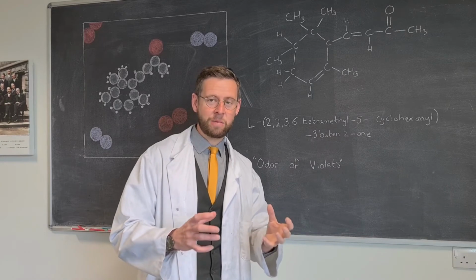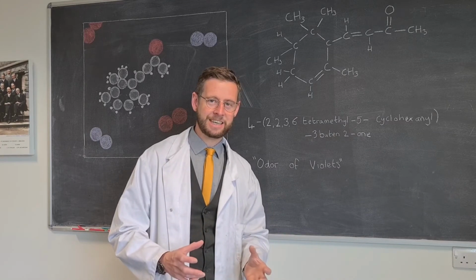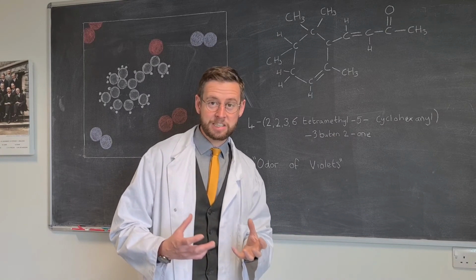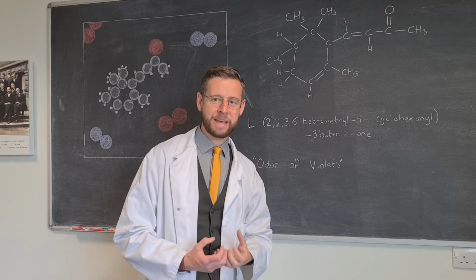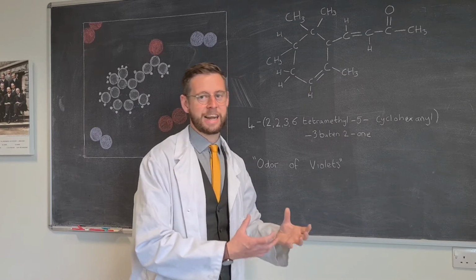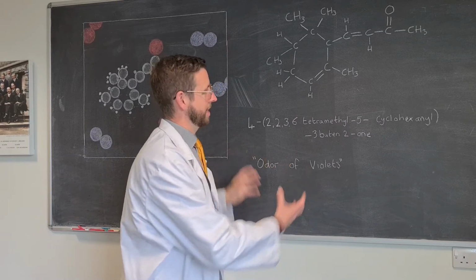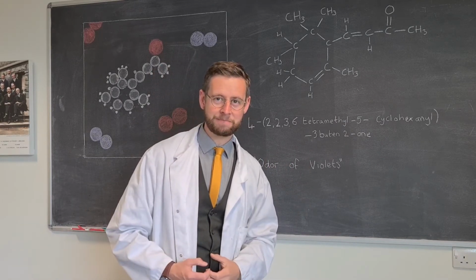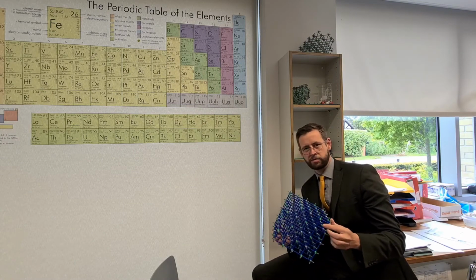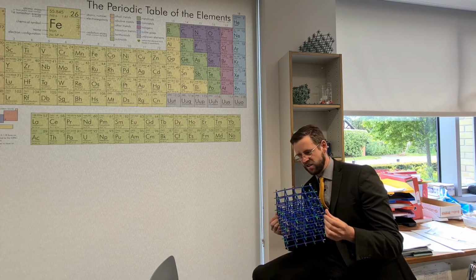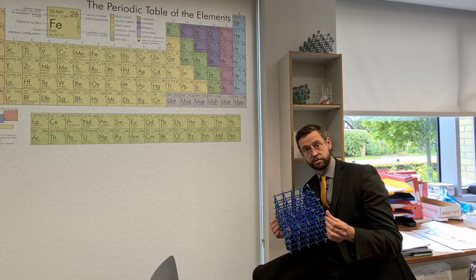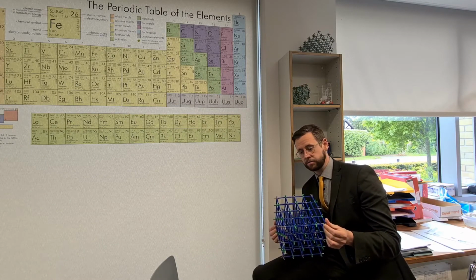Now, that is complex, but what it means is that something like smelling flowers can be explained by understanding these molecules in terms of their atoms. So how do we know? How do we know that this is the arrangement of atoms?